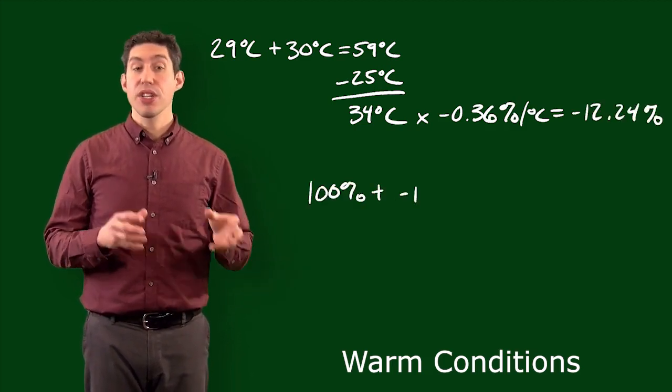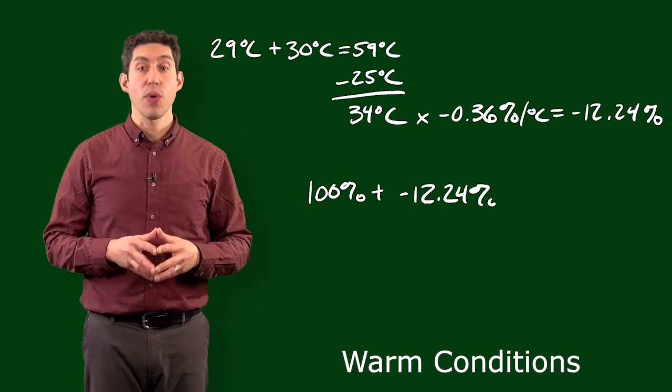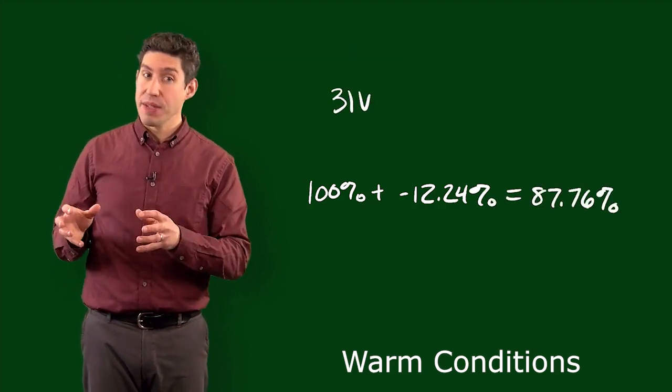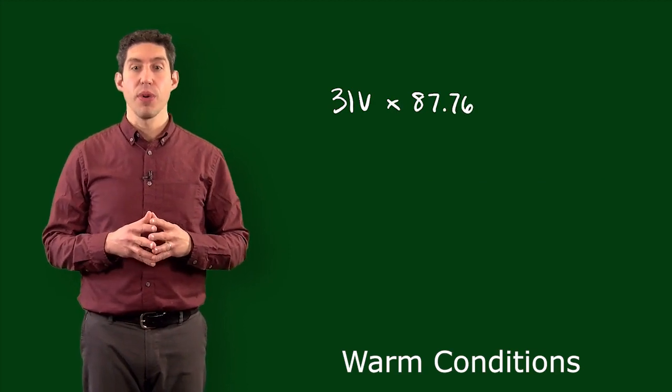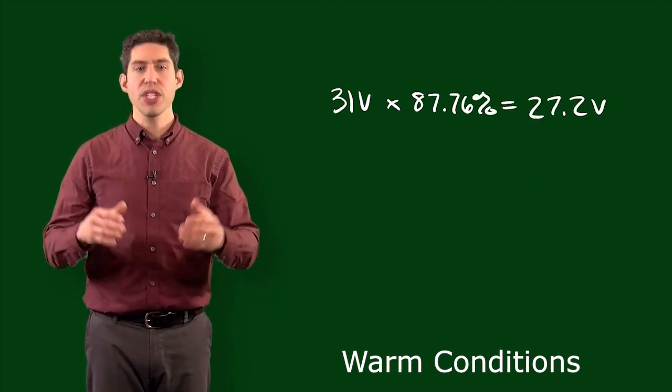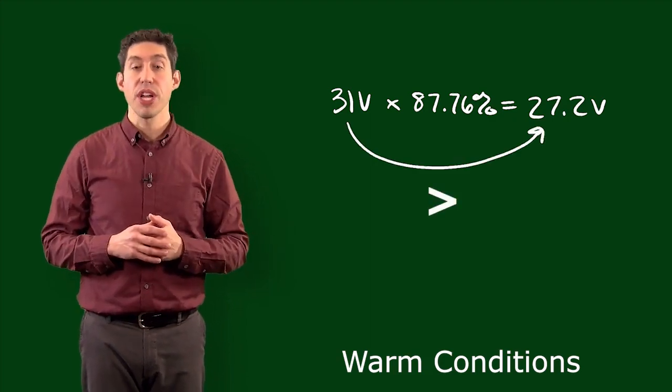Adding that product to 100% gives us only 87.76%. Multiplying that maximum power voltage of 31 volts gives us 27.2 volts per module, which is lower than the maximum power voltage at standard test conditions.